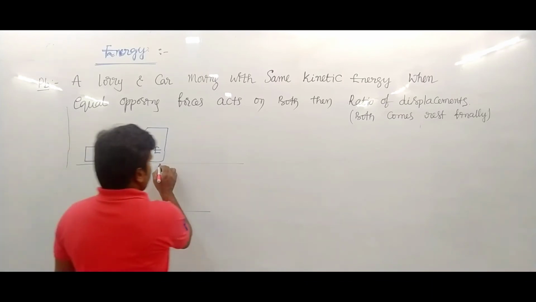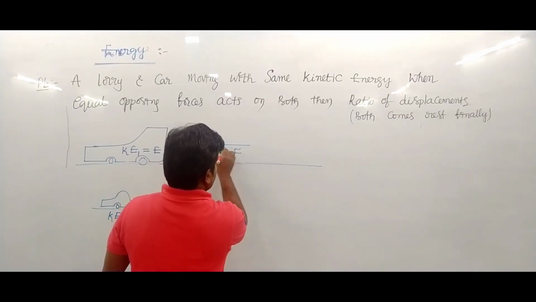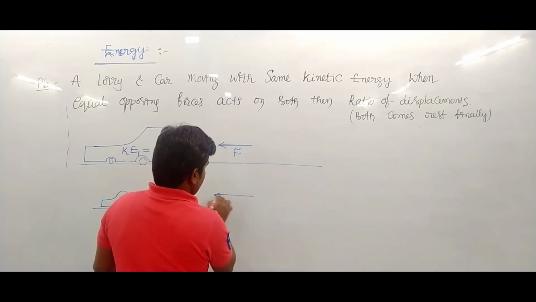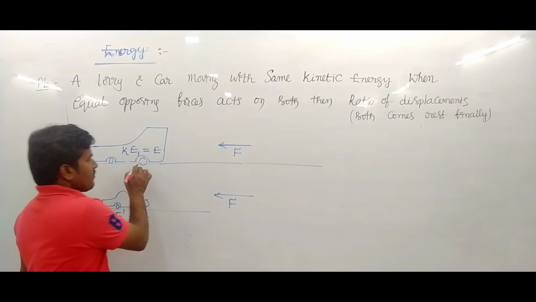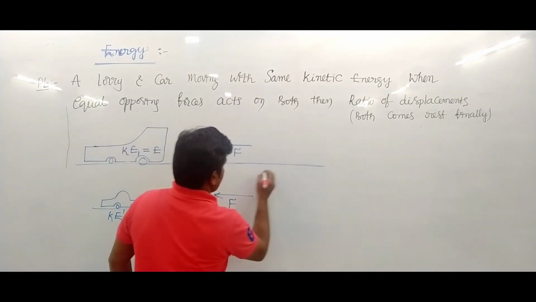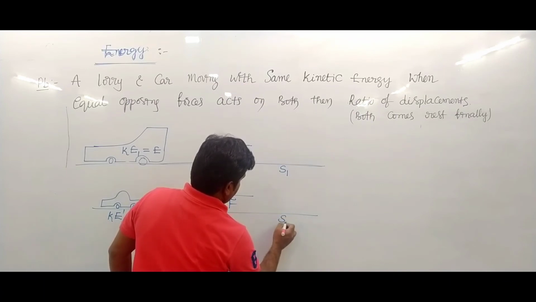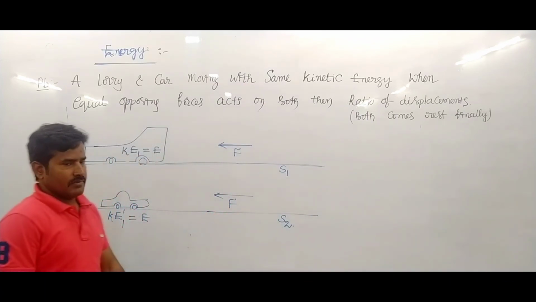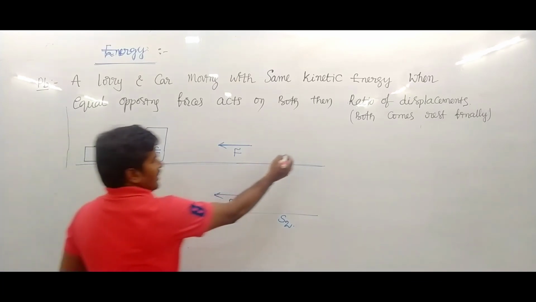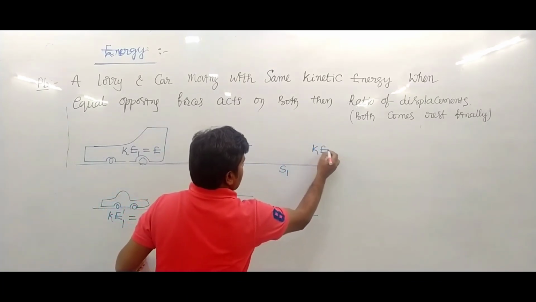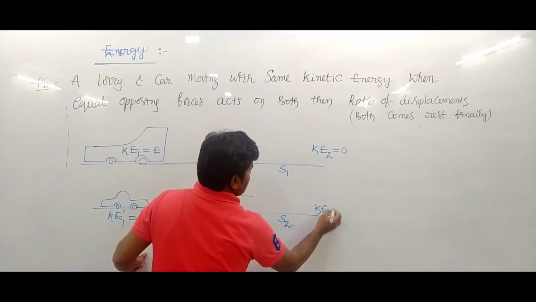Equal opposing force is acting here. Then, what is the displacement ratio? Suppose the displacement of the lorry is S1, displacement of the car is S2. S1 and S2 are the displacements. Finally, the lorry comes to rest, and finally the car also comes to rest.